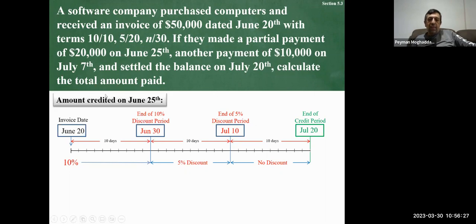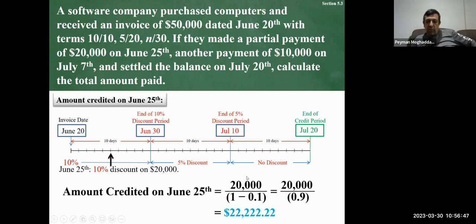Okay, so now you look at the question. If they made a partial payment of $20,000 on June 25th, June 25th sits right between June 20 and June 30. So what's going to be the amount credited for this? With the 10% discount, the amount credited is $20,000 divided by 0.9, which is going to be 22,222. So that's the amount credited toward the $50,000. And another payment of $10,000 on July 7. July 7 is going to be between June 30 and July 10.